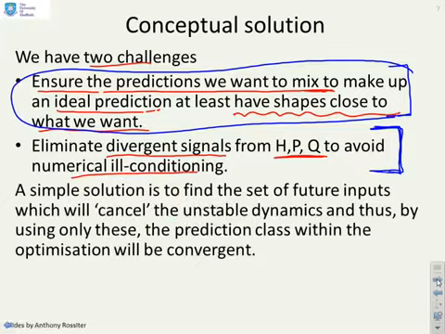A simple solution is to find a set of future inputs which will cancel the unstable dynamics. Now what that solution does is it deals with this second point here. It gets rid of the divergent signals. So how can we cancel the unstable dynamics within our predictions? And so the prediction class that we're using is now convergent.